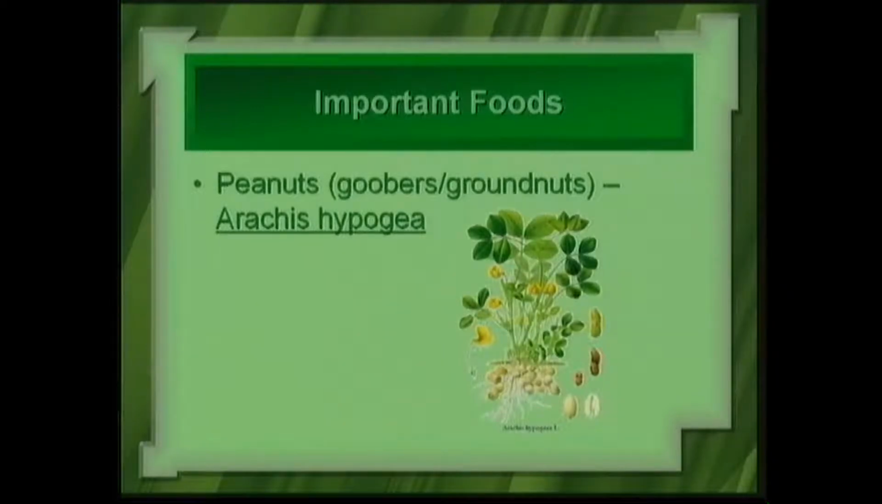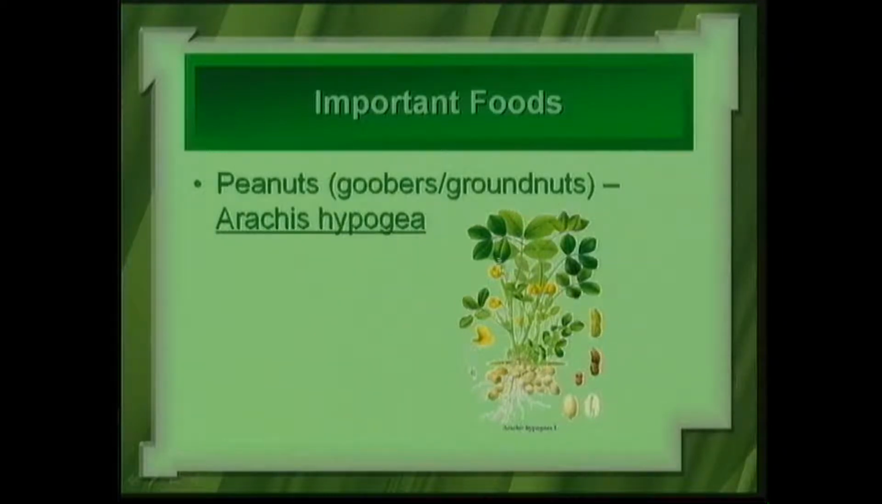All right, so we're going to get into a few different kinds of plants in particular. One of them, especially in the United States, is the peanut. The peanut is also known as goobers or groundnuts. They're a kind of legume in the genus Arachis. Arachis hypogea: hypo means under, and gea refers to geo, which means earth.